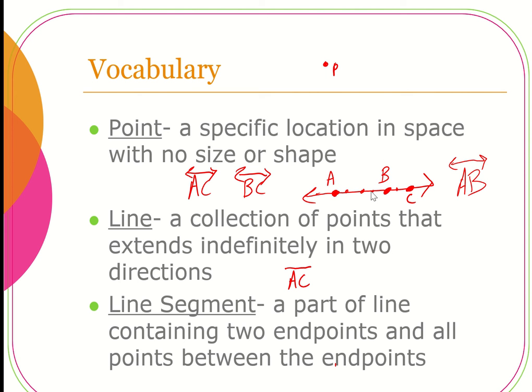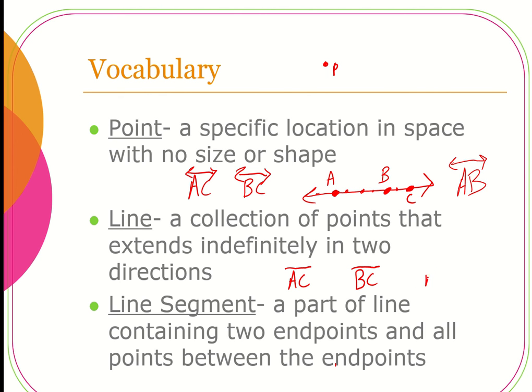My cursor is covering line segment AC. There's a couple more on here as well. Line segment BC. Line segment BC has endpoints at B and C, so line segment BC visually appears to be shorter than line segment AC. Can you name a third line segment?